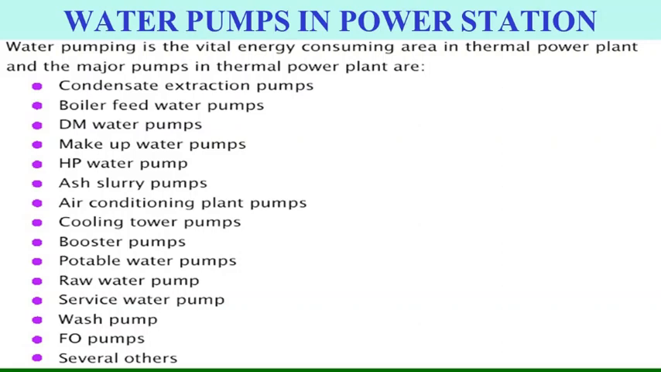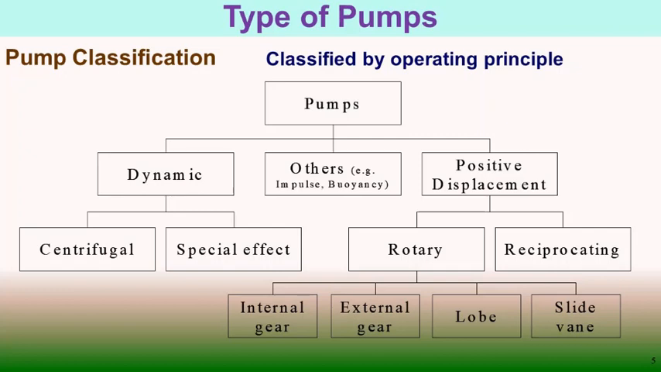Pumps can be classified according to their operating principle. So these are the types of pumps, service conditions, and how they are constructed. In general, we find two major categories: dynamic type and positive displacement type. Dynamic means it may be centrifugal or special type of pumps, and positive displacement may be rotary or reciprocating. In rotary, we may have internal gearing type pumps or external gearing type pumps, lobe pumps or sliding vane pumps.